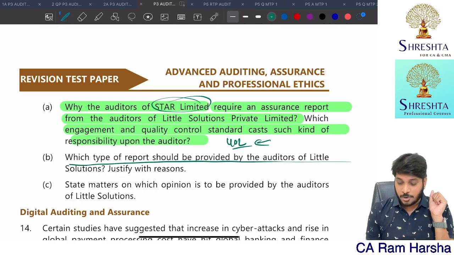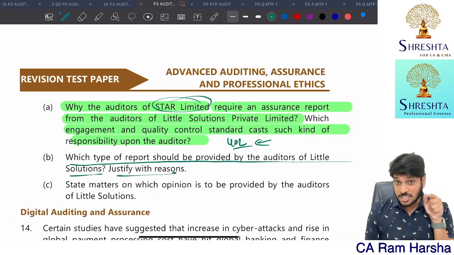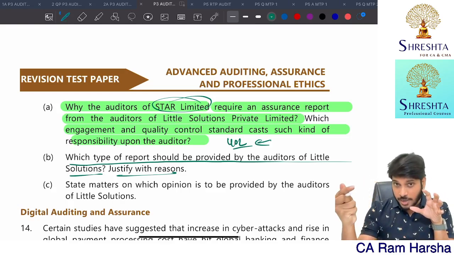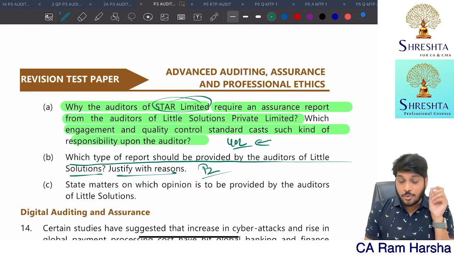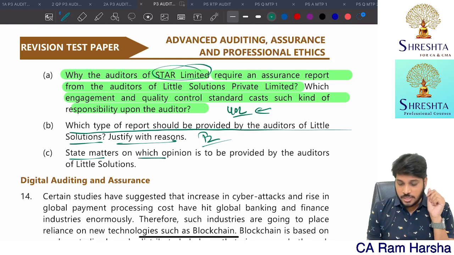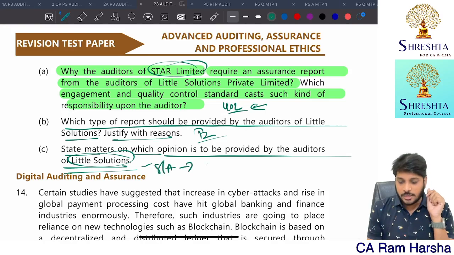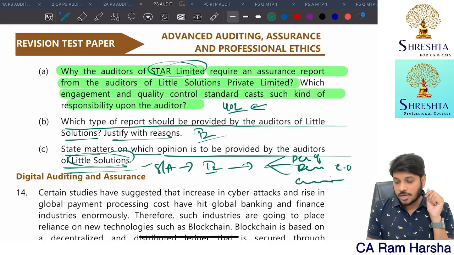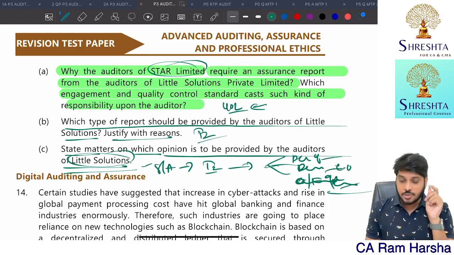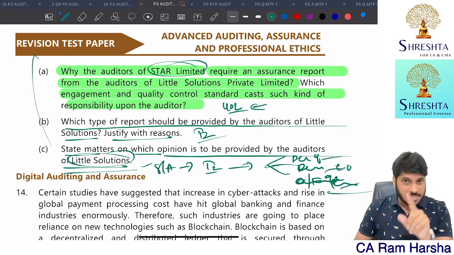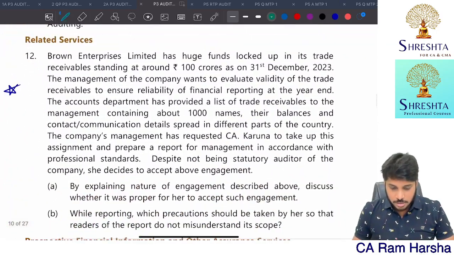Which type of report should be provided by the auditor of Little Solutions? Justify. Because the Star Limited auditor wants to know the operating effectiveness of the design, description and operating effectiveness of control throughout the period, a Type 2 report is required. State the matters on which opinion is to be provided by auditors of Little Solutions. The auditors of Little Solutions, meaning the service auditor, in a Type 2 report should talk about the description of the system, whether the design of the system is as per control objectives, and the operating effectiveness of controls at the service organization. So 3 things mainly they need to talk about. That's it. So read this answer once. Next.